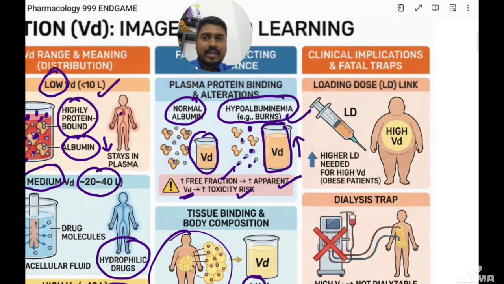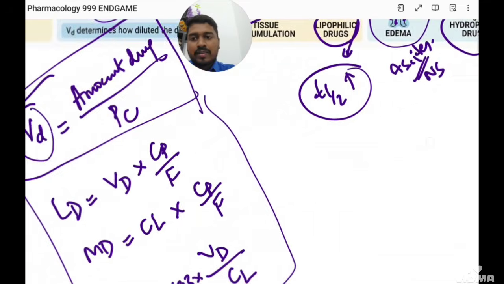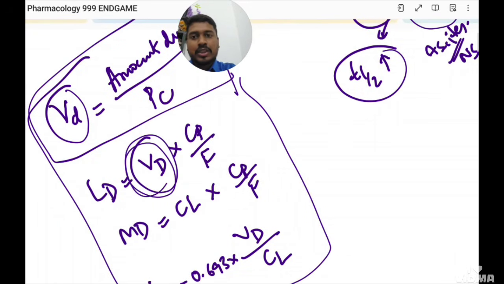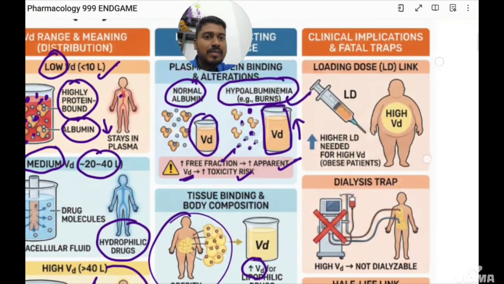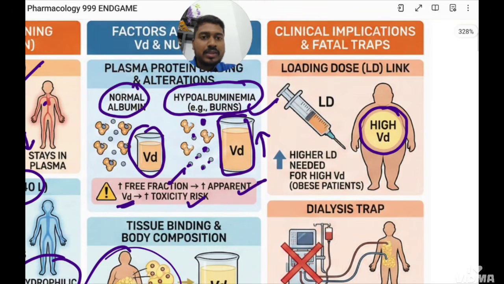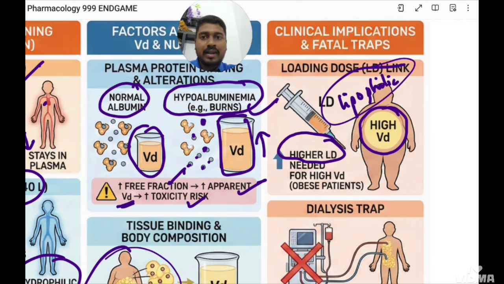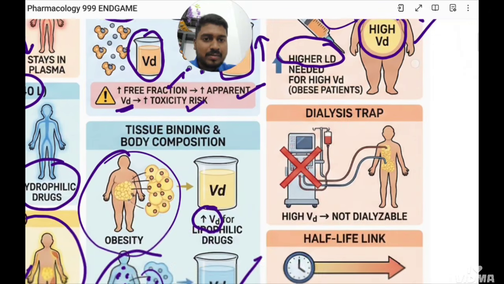Now, there are some important things. I told you the formula for loading dose. See, loading dose depends on volume of distribution. So in obesity, what happens? We know that volume of distribution is higher because there is more adipose tissue. So these patients require higher loading dose for lipophilic drugs. For lipophilic drugs, obese patients require higher loading dose. I hope this concept is clear.